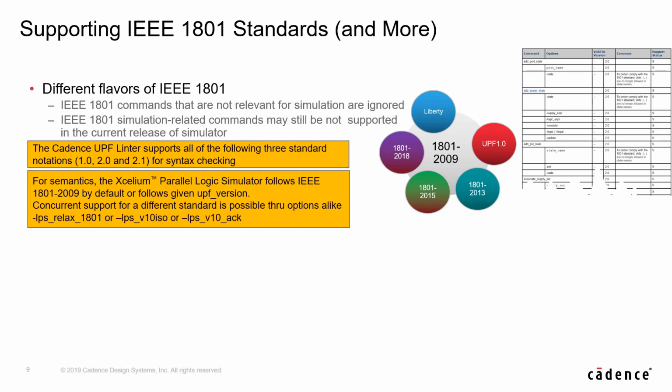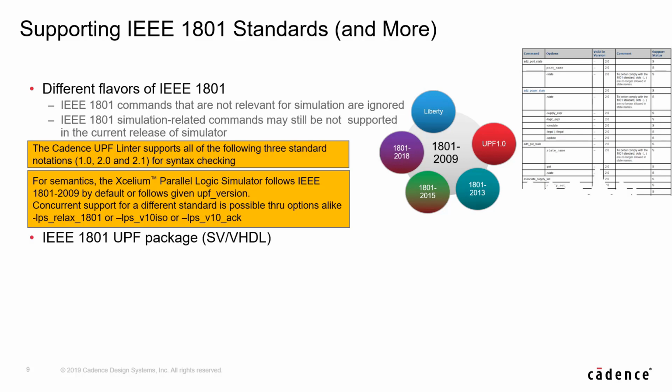Now back to the simulator. The simulator will support the 1801-2009 by default, or it will follow the UPF version that you've put at the head of your specification. Now, there is a way to mix and match different standards, almost for some elements, like if you've still got a UPF 1.0 scheme for the isolation, or if you want to relax and get access to some of the latest 1801 features with the LPS Relax 1801.